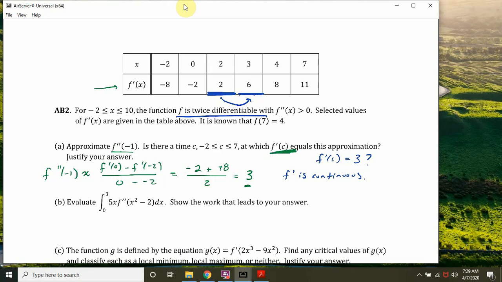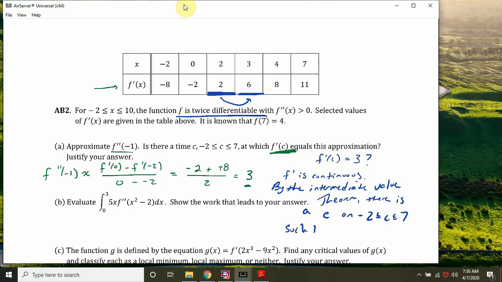Okay, since f prime is continuous, by the intermediate value theorem, there is a c on the interval. It's really on the interval from 2 to 3, but we're just going to state it on the interval given. There's a c on the interval given such that f prime of that number would indeed equal 3.